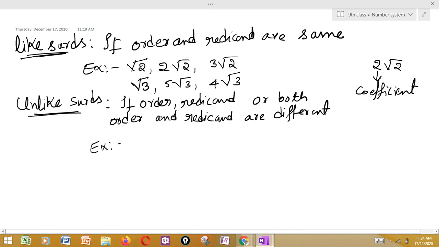First, let me take the case where the order is different. Observe the screen: root of 2 and 3 root of 2. Are the orders the same in both cases? No, sir. The first surd's order is 2, and the second surd's order is 3. So the orders are different, whereas the radicands are same. Can you observe the radicands are same or not? Yes, sir. Even though the radicand is the same, they are called unlike surds.